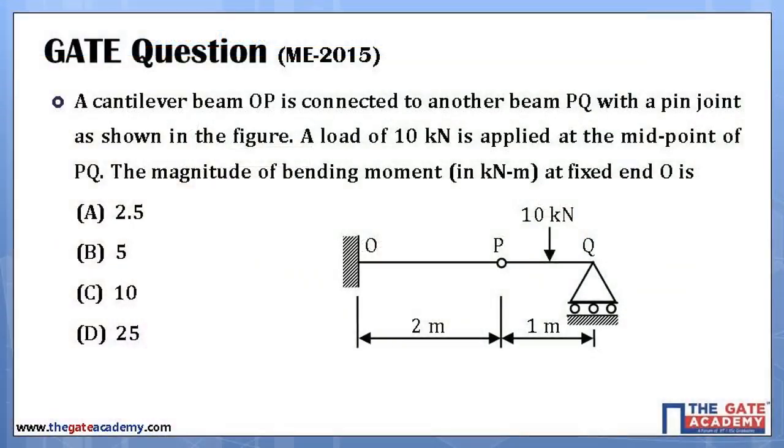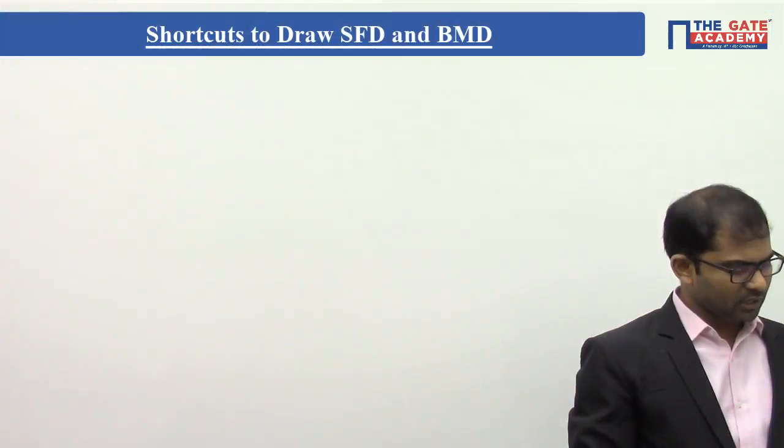It's a question from the 2015 GATE paper. A cantilever beam OP is connected to another beam PQ with a pin joint as shown in the figure. A load of 10 kN is applied at the midpoint of PQ. The magnitude of bending moment in kilonewton meter at the fixed end O is? You can see the diagram. I am drawing the free body diagram for the members OP and PQ.